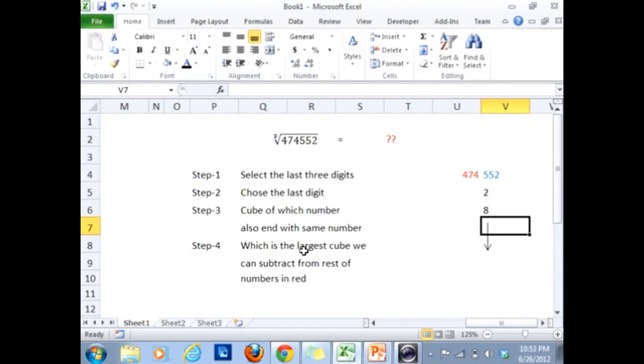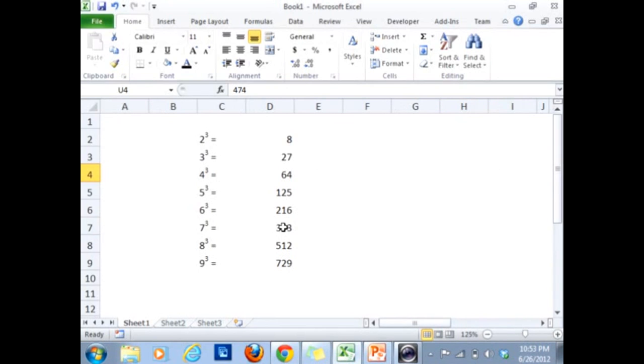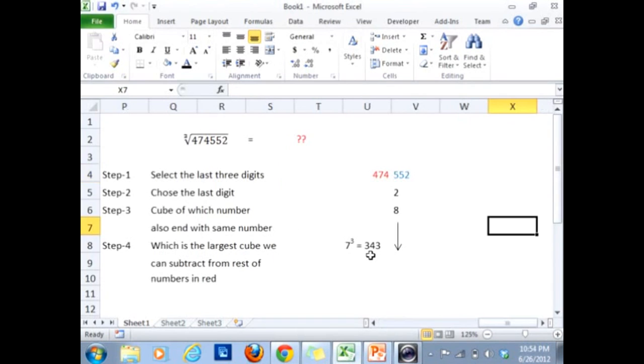And now which is the largest cube we can subtract from the rest of the number in red? So I have 474. If I go back to my table, the largest cube I can subtract from 474 is 343. Now we know that 7 cube is 343 and 8 cube will be larger than 474. So we can only select 7. So what I write here is 7, and then we have 8. So now 78 is your answer.